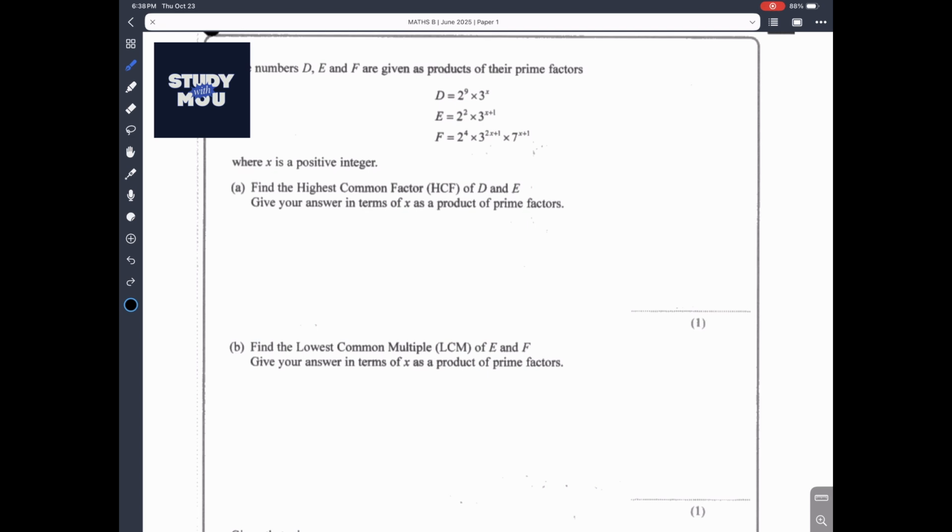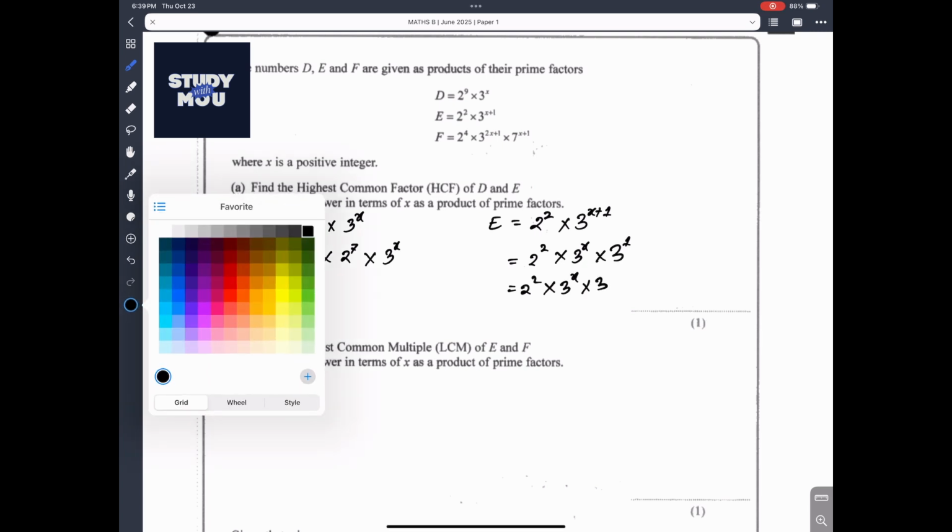So 10a, they asked: find the HCF of D and E. Give your answers in terms of x as a product of prime factors. Okay, so let's expand D and E. D is equal to 2 to the power 9 multiply 3 to the power x. If you write it like this, 2 to the power 2 into 2 to the power 7 multiply 3 to the power x. And E is equal to 2 squared multiply 3 to the power x plus 1, which is 2 squared multiply 3 to the power x multiply 3 to the power 1, or basically 3.